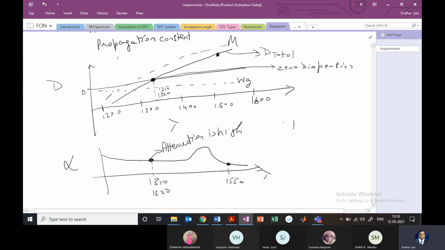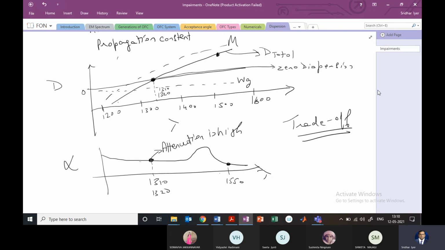So there is a trade-off. The wavelength where we want to operate, that is 1550, is because the attenuation is low, but there the dispersion is high. The wavelength where we do not want to operate, 1310 or 1320 nanometer, their dispersion comes out to be zero, but the attenuation is high.